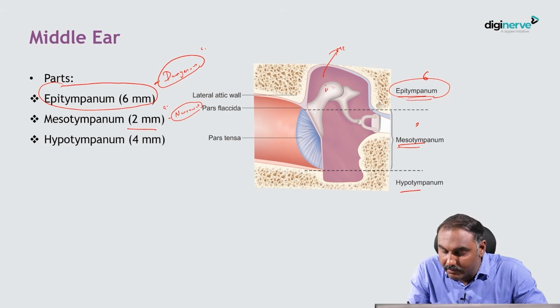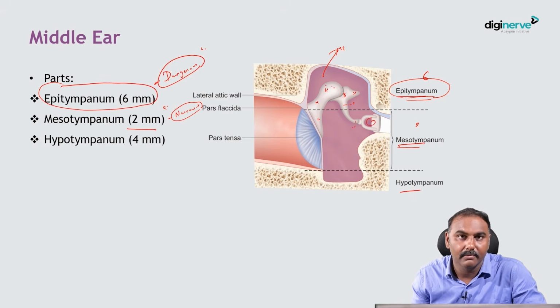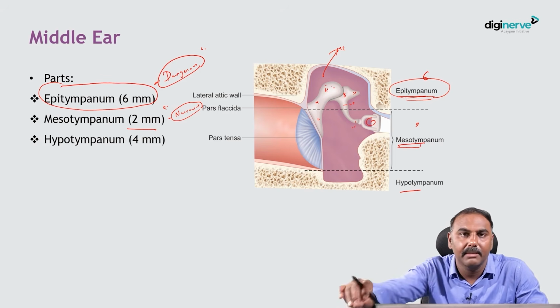We have the head of the Malleus, we have the neck of the Malleus, not the handle. The handle is in the mesotympanum. Same picture that I drew now. Head, neck, and we have the body of Incus, short process of Incus. The long process is here, but the lenticular process is in the mesotympanum. The Stapes is in the mesotympanum. Is it clear? The Stapes is purely in the mesotympanum, not in the epitympanum.